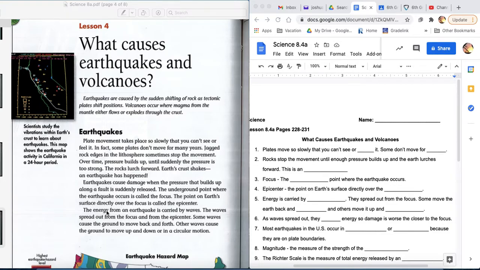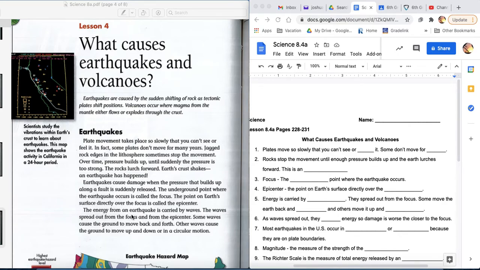The point on Earth's surface directly over that focus is called the epicenter. This is what we're usually interested in, guys, because the epicenter is where people live. We're on Earth's surface. So the epicenter is directly over the focus. So inside of Earth is the focus, and on the surface of the Earth is the epicenter.